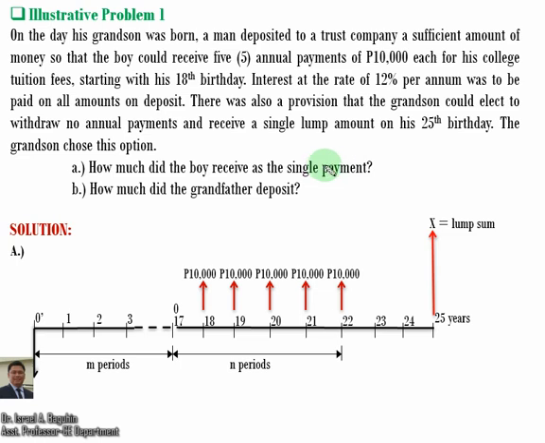So meaning, this is just a lump sum on his 25th birthday. The grandson could elect to withdraw no annual payments and receive the single lump sum on his 25th birthday. So this is referring to the single payment, and also how much the grandfather deposited.